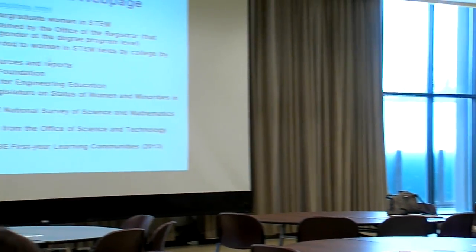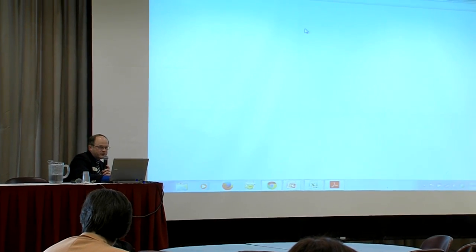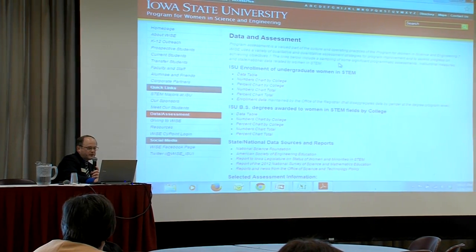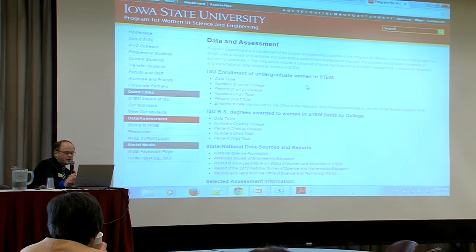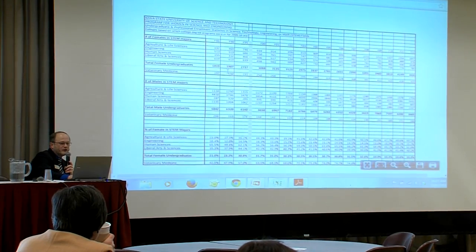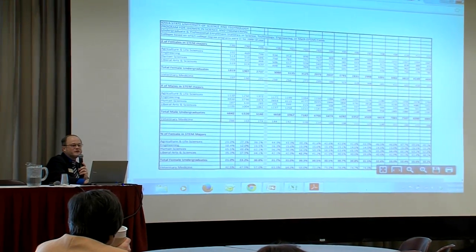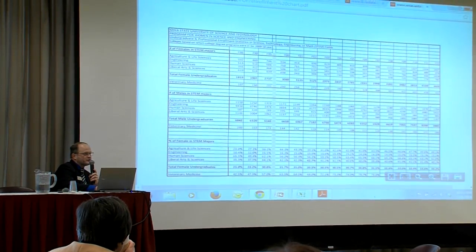These are all excellent points. One other source that I'd advertised earlier that's a real gold mine is the data page for the Program for Women in Science and Engineering. This has lots of useful information, including data tables that are broken down. Not readable, I realize, but this gives you a breakdown of the number of female students by discipline.